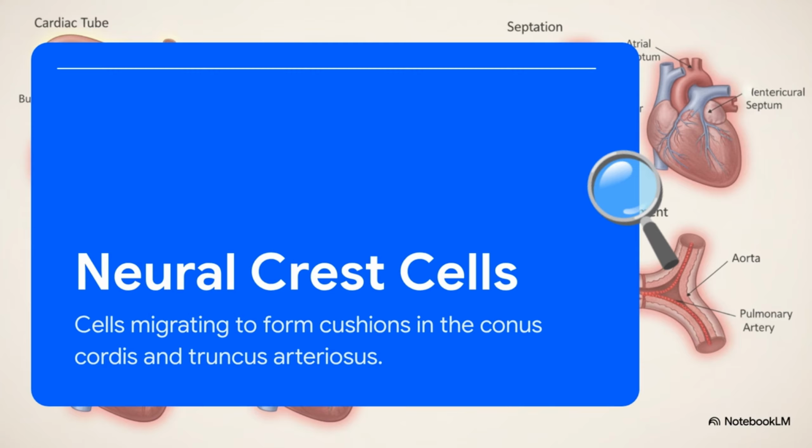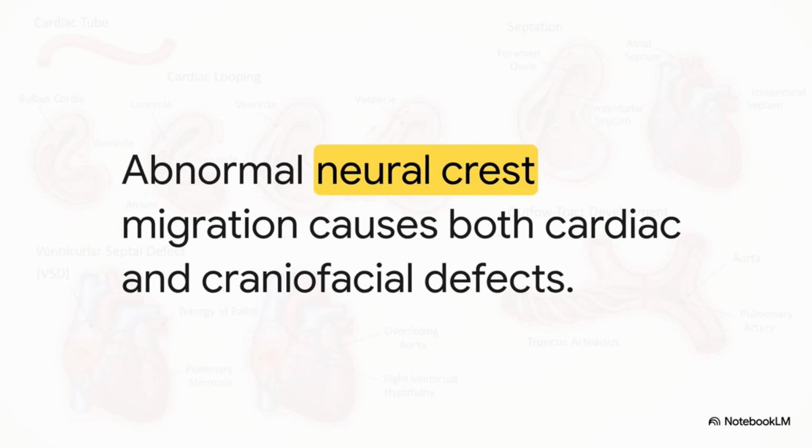And this brings us to a massive, high-yield board concept you absolutely need to know. Because these exact same neural crest cells also contribute extensively to craniofacial development, it is highly, highly common to see facial abnormalities and cardiac abnormalities simultaneously in the same patient. So if you're reading a clinical vignette featuring a newborn with, say, a cleft palate or micrognathia, and they also have a severe heart murmur, your mind should immediately jump to a neural crest cell migration defect.